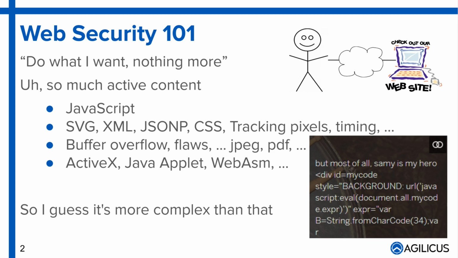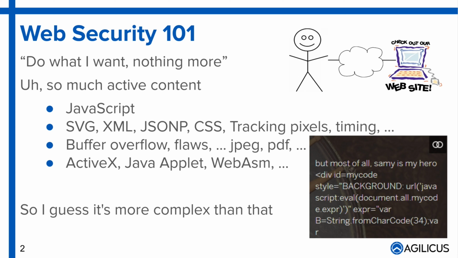So first of all, Web Security 101. For security, everybody says, do what I want and nothing more. That's what you have in mind. But when you have a website, there's so much active content. JavaScript, your image techniques now, like SVG, can be active. You've got JSON-P content, CSS, tracking pixels. You've got buffer overflows, flaws, JPEGs, PDFs, ActiveX. There's so many different things. It's hard to express what I want and nothing more. And I guess it's a lot more complicated.